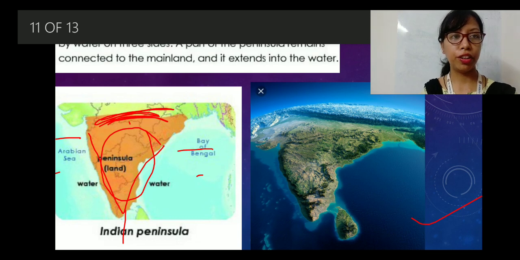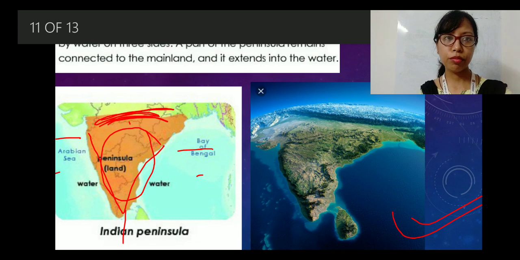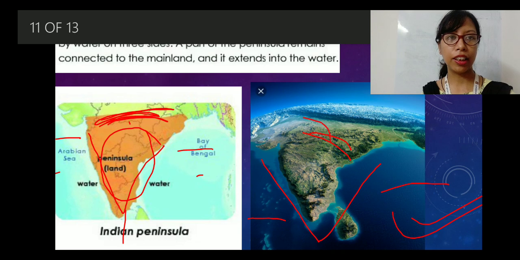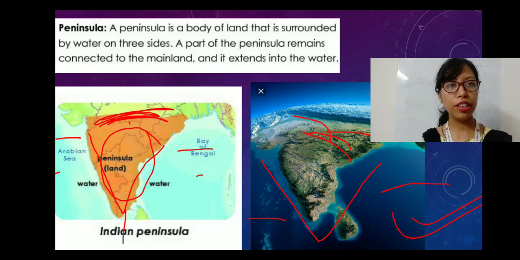Now this is the original picture of India. So how is it shown in the picture? You just look at it. This is water, everywhere is water. The three parts are being surrounded by water. Only this one part is connected to the mainland India, right? So this is called the peninsula.